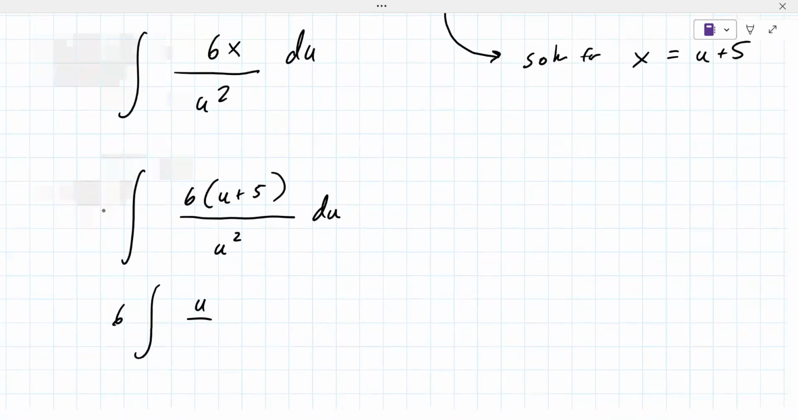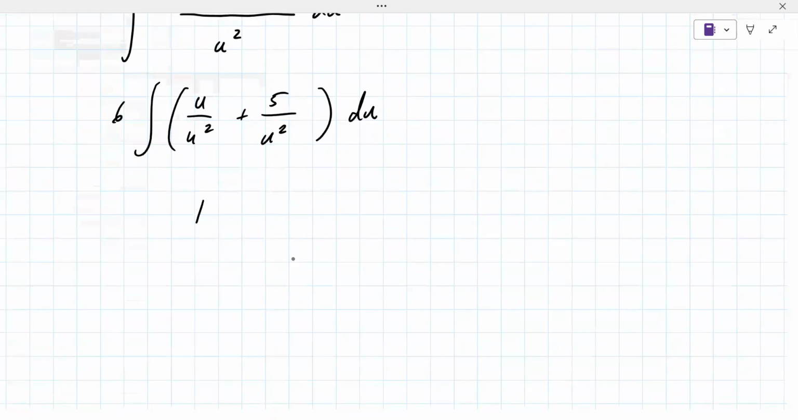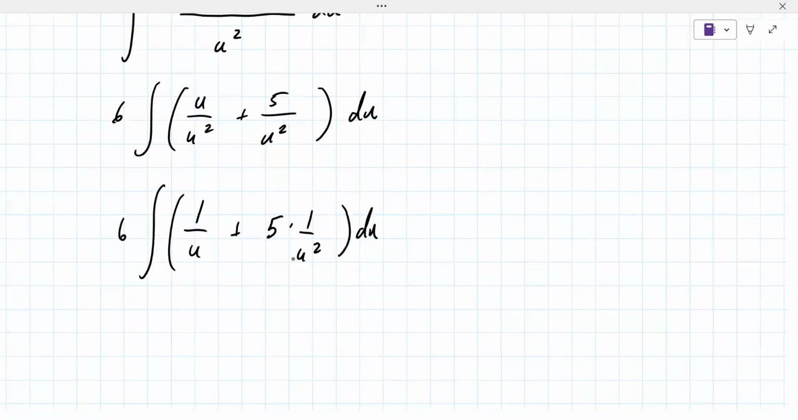And then it becomes u over u squared plus 5 over u squared du. Do you follow what I've done there? Is that okay? So it becomes, again, still haven't done any calculus, 1 over u plus 5 times 1 over u squared, integral 6 du. So the first one is 6 integral 1 over u du. The second one is 30, 6 times 5 is 30, integral 1 over u squared du.